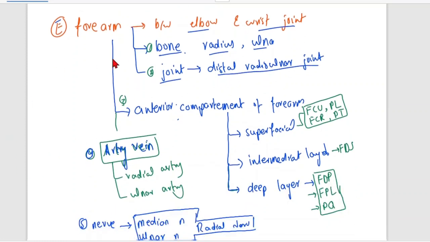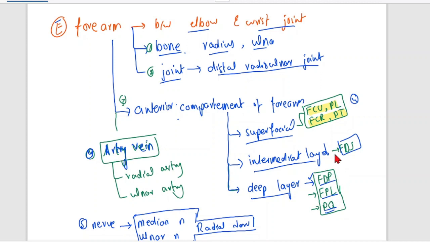Now the muscles of the anterior compartment of the forearm: one is the superficial layer, another is the intermediate layer, and another is the deep layer. The superficial muscles are flexor carpi ulnaris, palmaris longus, flexor carpi radialis, and pronator teres. So four superficial muscles are present in the forearm. The intermediate layer is flexor digitorum superficialis, and the deep layer is flexor digitorum profundus, flexor pollicis longus, and pronator quadratus.